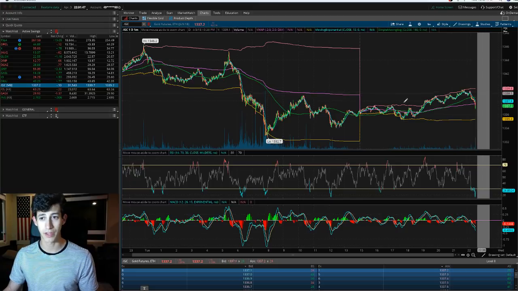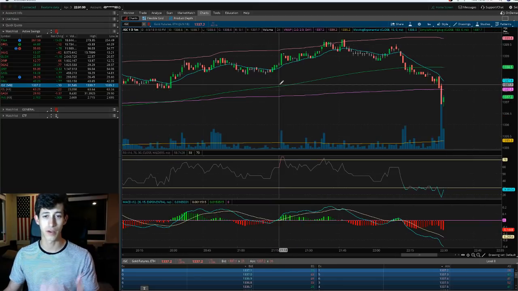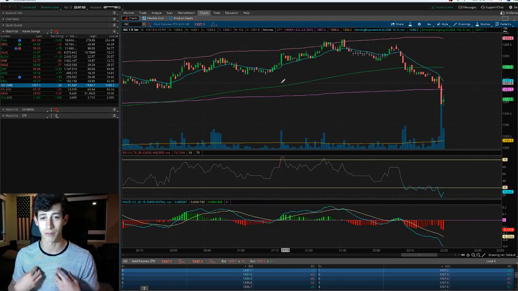So the EMA indicator, if you guys don't know how to determine what that looks like, first of all, I'm using the TD Ameritrade Thinkorswim platform. It's the platform that I use. I do recommend it. I'm not paid to say that. If you don't want to use it, 100% you don't have to use it.